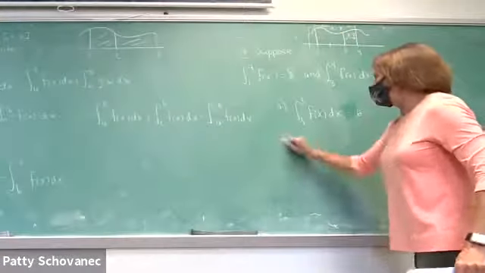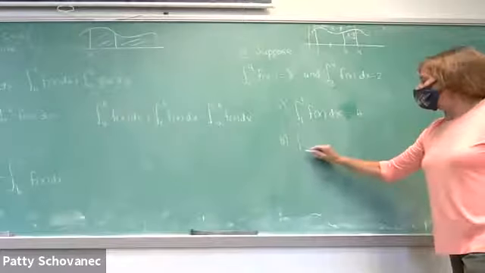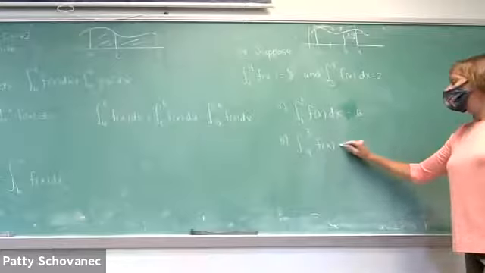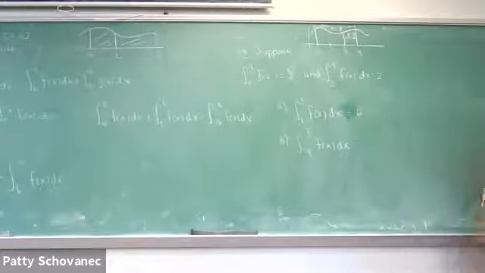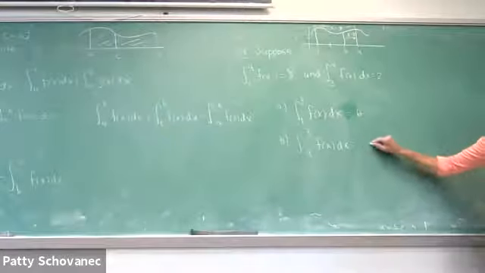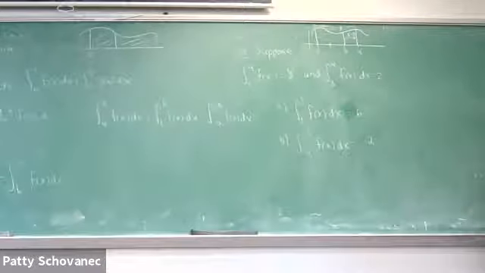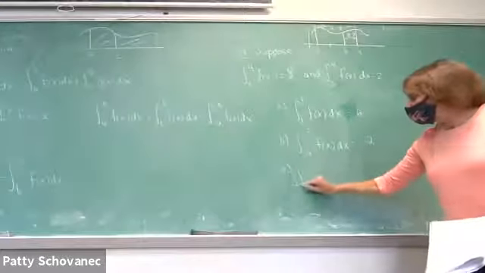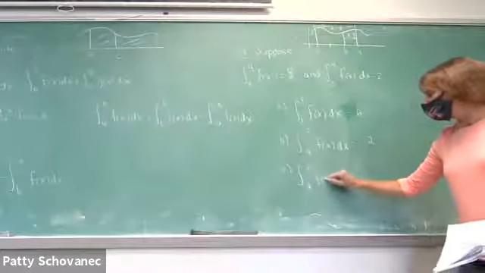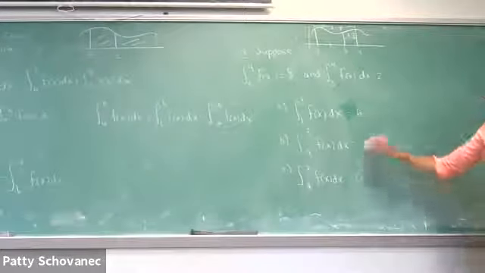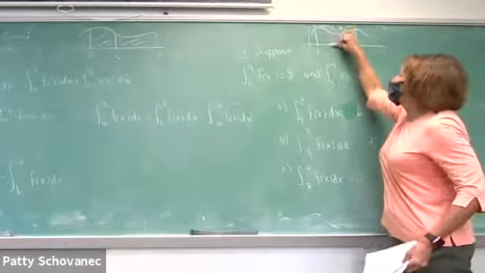And what's the area from 4 to 3? It's -2. Same as that one, but I swapped the order, so I changed the sign. And what about the area from 2 to 2? 0. Right? That's exactly 0 area that I've drawn right there.